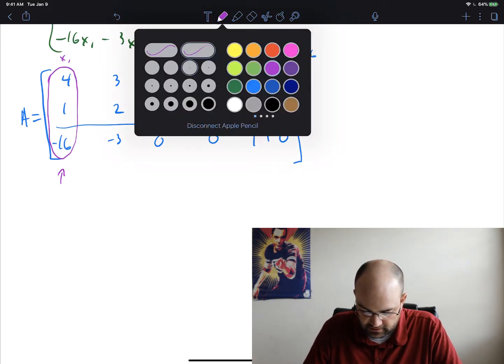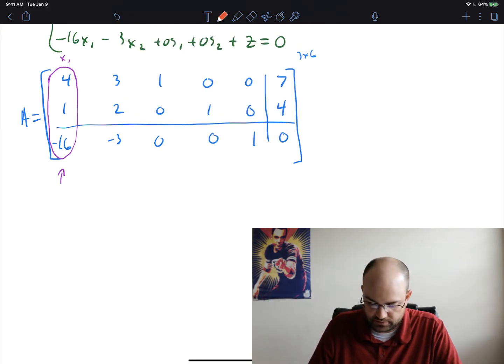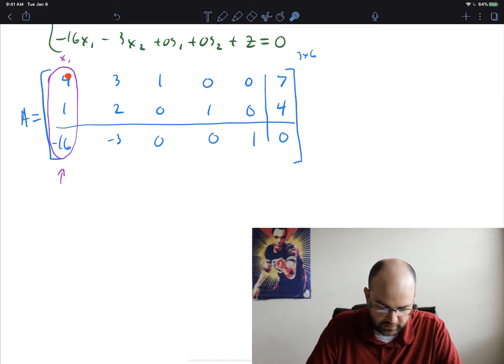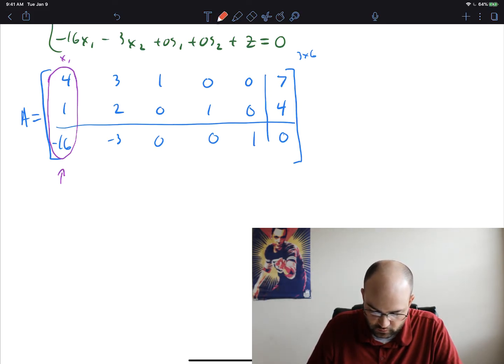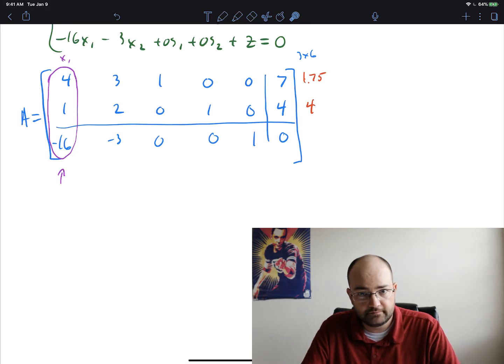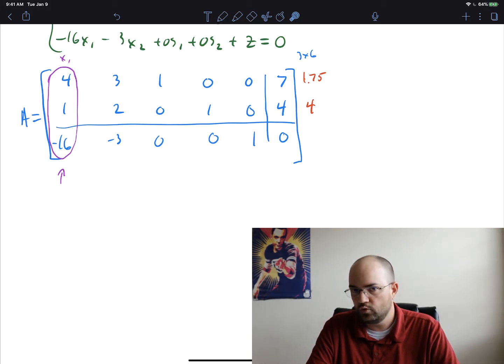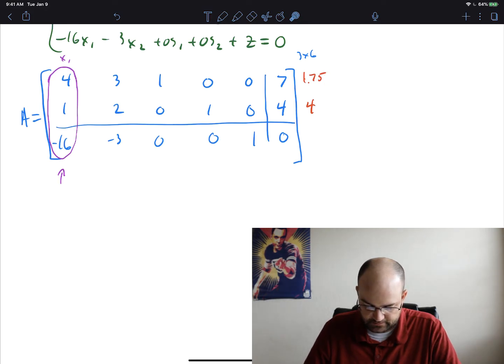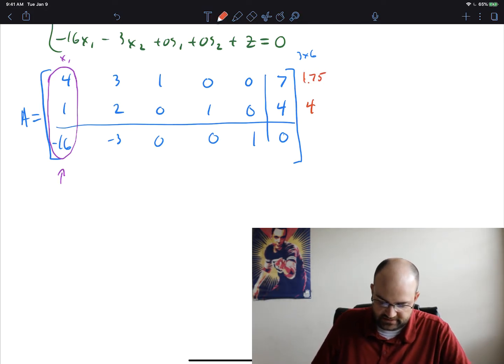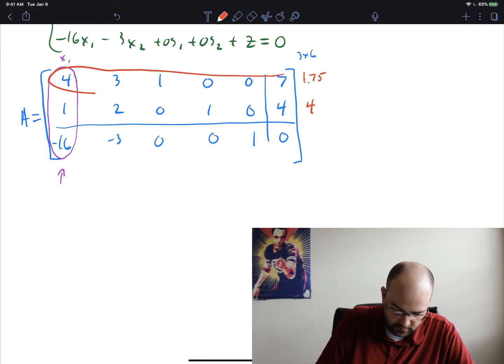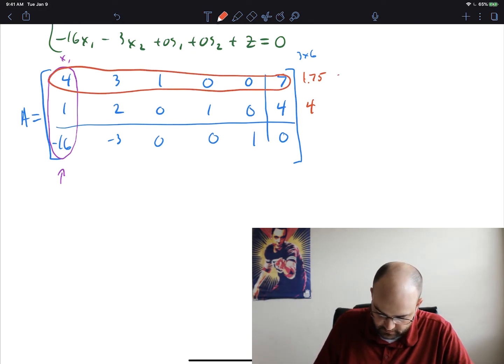Then we need to look for the pivot row by doing division. Remember, it's the equal column divided by whatever number's here. So 7 divided by 4 would be 1.75. 4 divided by 1 would be 4. Then the smallest of these two numbers that are still positive, remember, if you get 0 or negative or an error, meaning you're dividing by 0, don't worry about those. That will never be a pivot row. But we're always looking for the smallest, so it's going to be right here. That means that the pivot row will be that right there.